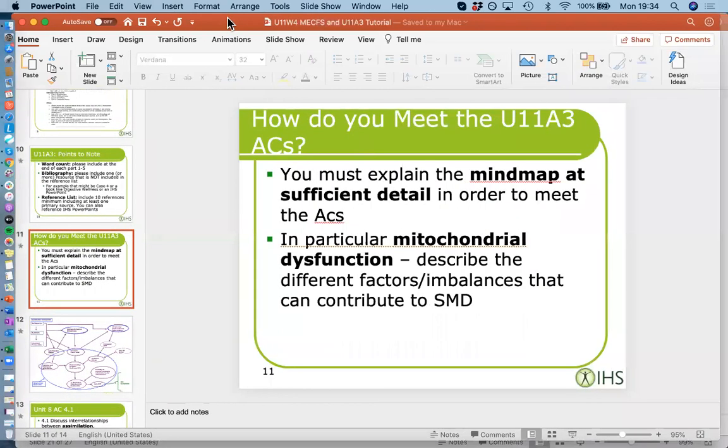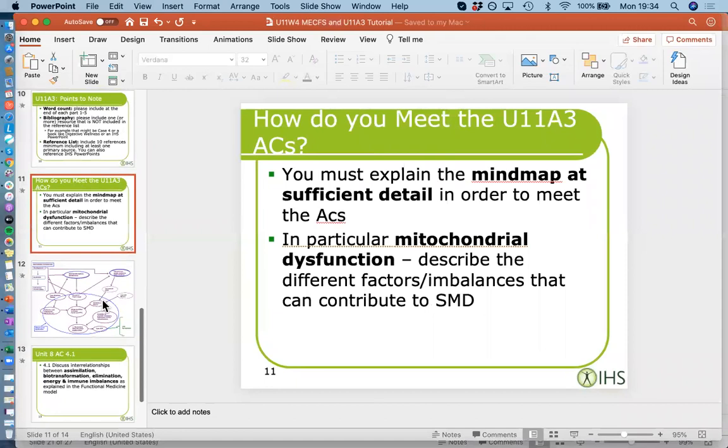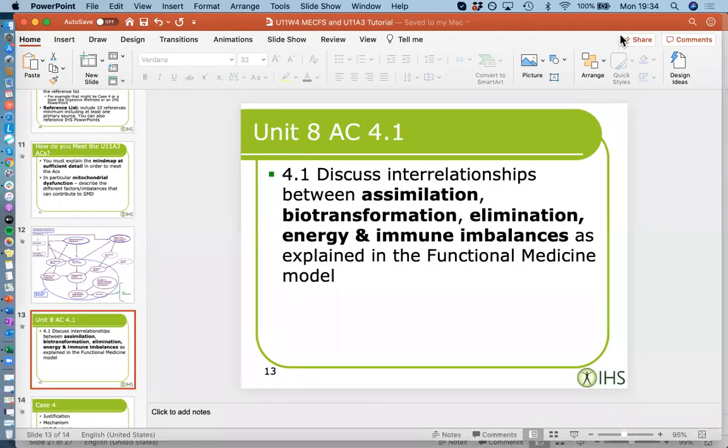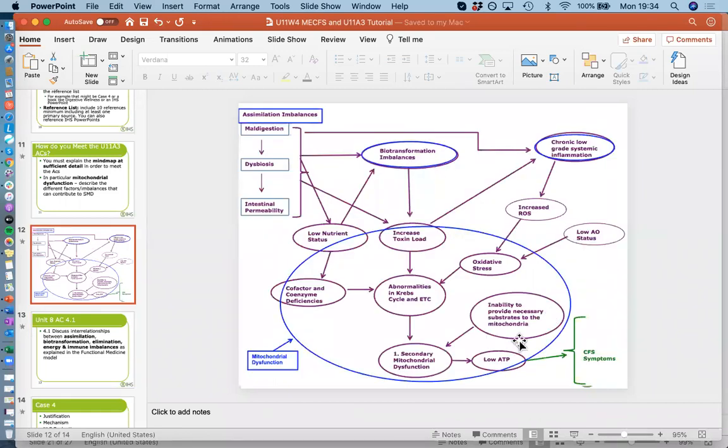So that is some of the key points. I'm going to come back to this in a second. There's just an AC here. So some of you are picking up an AC from Unit 8, and it's discuss interrelationships between assimilation, biotransformation, elimination, energy, and immune imbalances. So by explaining this mind map, you're going to be naturally doing that.